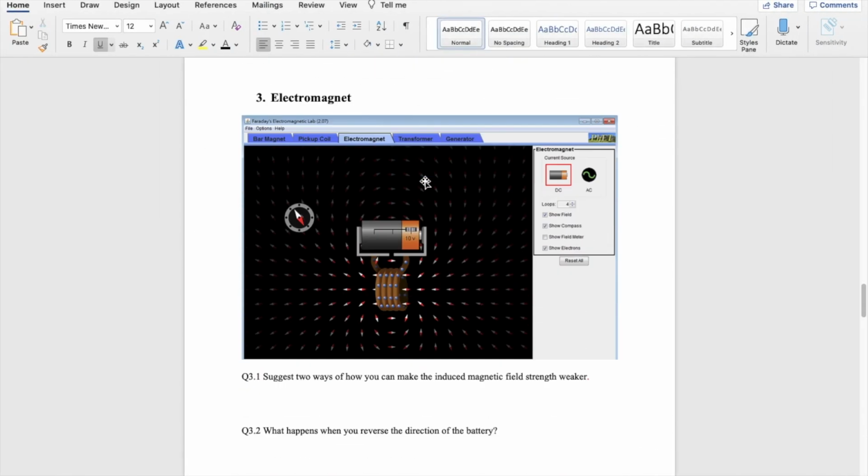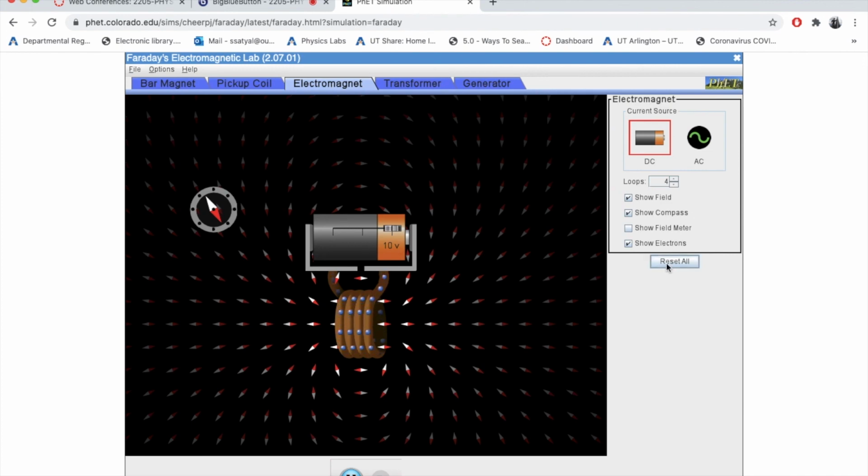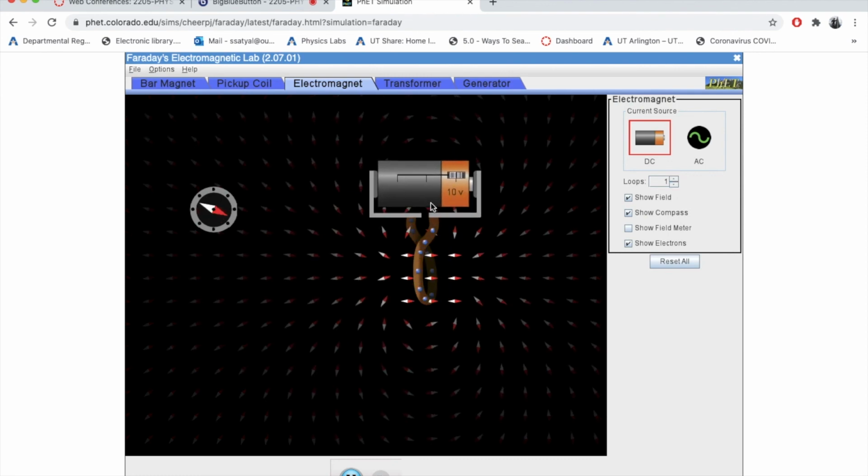And the next one is the electromagnet. Similar setup here. I'm going to reduce the loop to just one for now. An electromagnet is any metal wire or metal conductor, or a piece of metal, that becomes a magnet only when electricity is passed through it. And that electricity can be a DC current or an AC current.